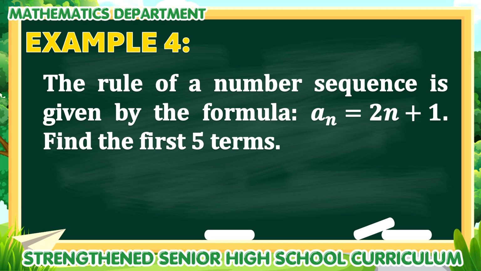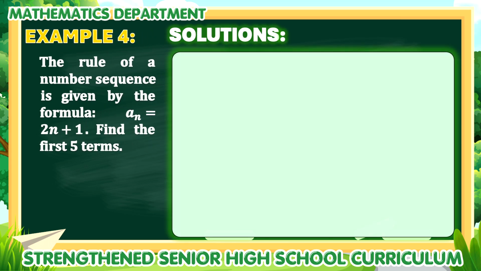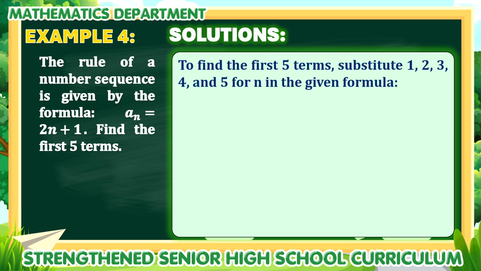Alright, for example number 4, the rule of a number sequence is given by the formula a sub n is equal to 2n plus 1. Find the first 5 terms. To find our first 5 terms, all we need to do is to substitute the numbers 1, 2, 3, 4, and 5 for n in the given formula, which in this case is a sub n equals 2n plus 1.